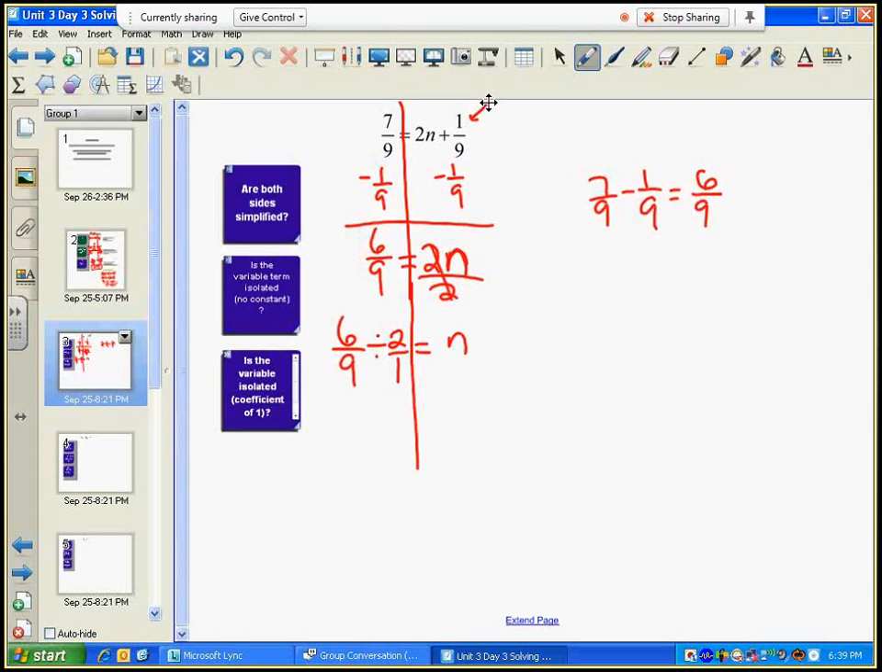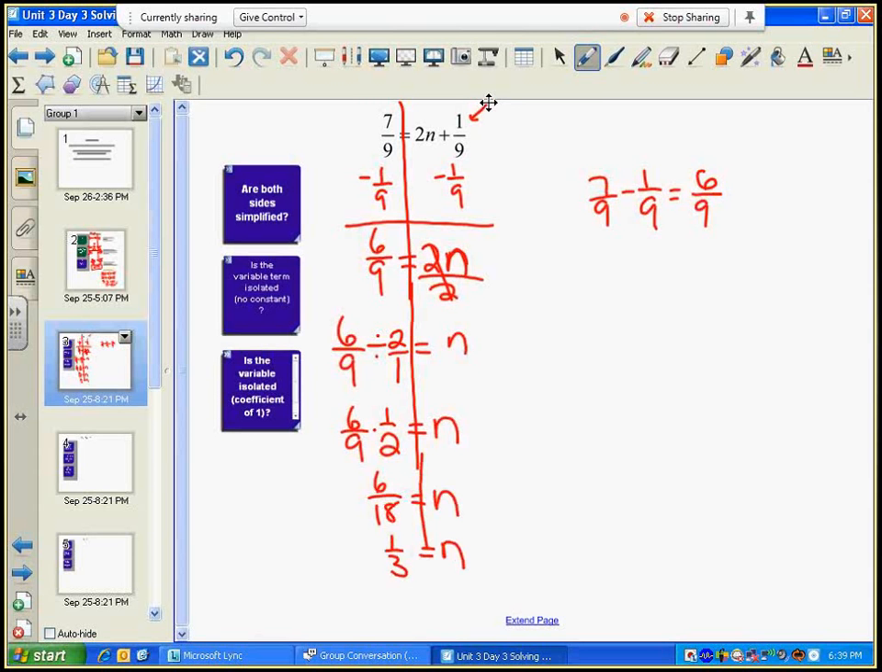All right, so what am I supposed to do? I'm dividing by a fraction. Flip the second and multiply. Okay. So I end up with 6 over 18 is equal to n, and that simplifies to 1/3 is equal to n. Let's check it and see.